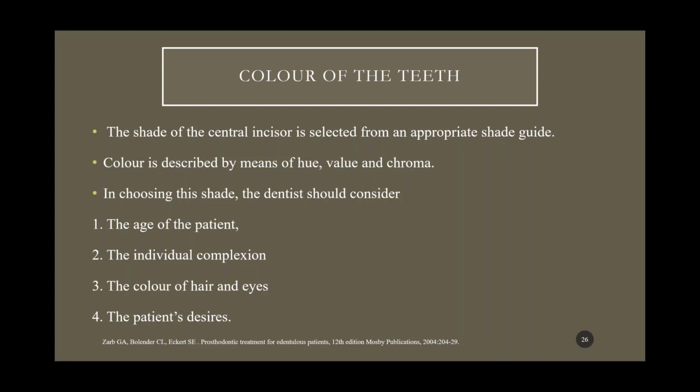The young people have lighter teeth, and the older people show dark and opaque teeth due to the deposition of the secondary dentin. And habits can also be taken into consideration. In smokers and alcoholics and pan chewers, they have discolored teeth. In such people, sometimes staining can be done of the teeth. Then next is the color of the hair and the eyes.